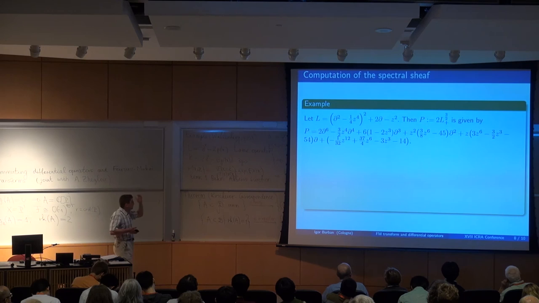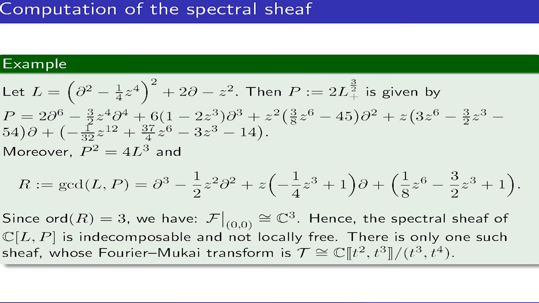So what can we learn from this formula? We can compute the GCD here. It turns out that the GCD has order 3, and it means that the sheaf is not locally free, as I claimed, because the fiber is three-dimensional. And actually, with a little bit more analysis, we can conclude it is indecomposable, not locally free. So this is how the method works. And the sheaf is a Fourier-Mukai transform of the following torsion sheaf.